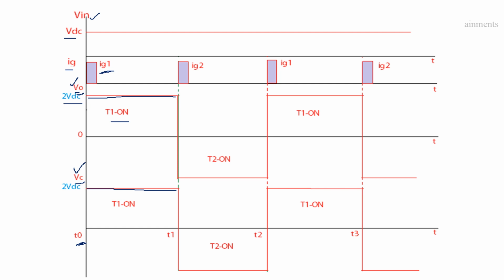At time t is equal to T1, that is after complete charging of the capacitor, we are going to apply the gating pulse to thyristor T2, this one. Due to the application of the gating pulse to thyristor T2, the capacitor starts charging in the opposite direction. So we get minus 2 VDC as the voltage across the output as well as the voltage across the capacitor. This is the minus 2 VDC voltage, that is the voltage across the load, and this is also minus 2 VDC, that is the voltage across the capacitor.